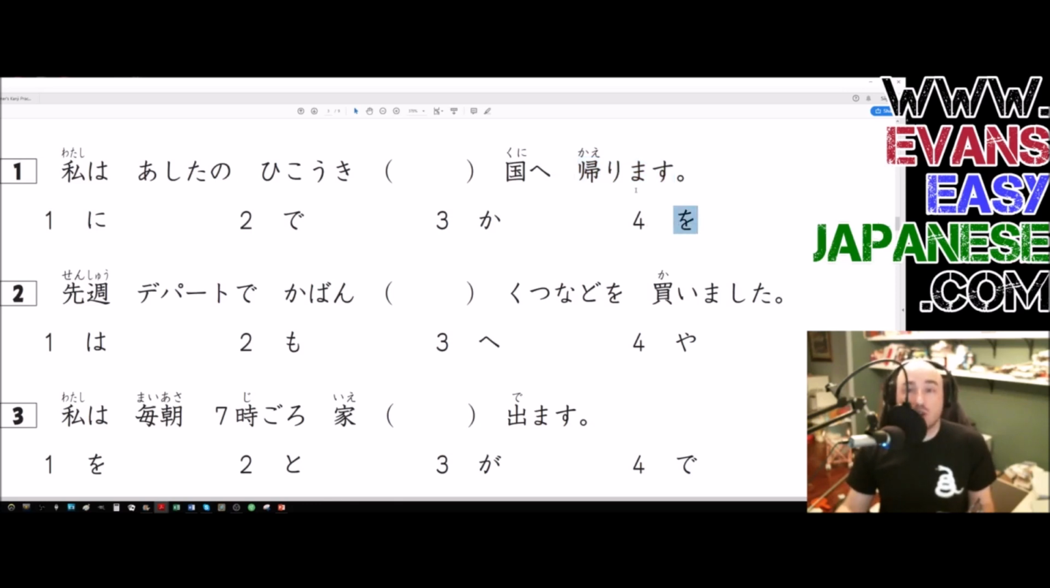So if we're going home to our home country, by the way, the correct answer is number 2, de. If we're going to use an airplane to do it, the thing that we are going to traverse is the air, or the sky. So we would have maybe something like sora o kaerimasu. We're going to travel through the sky. Other common usages of this would be to cross a bridge, so hashi o wataru, or go down a road, michi o iku, things like that.